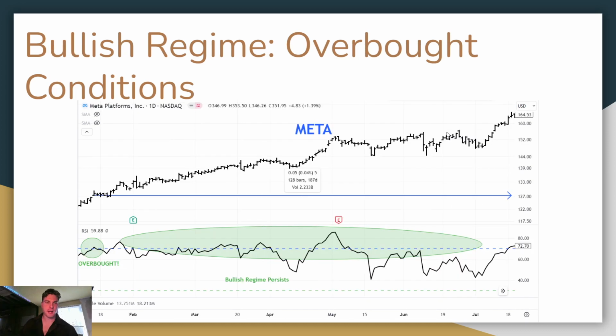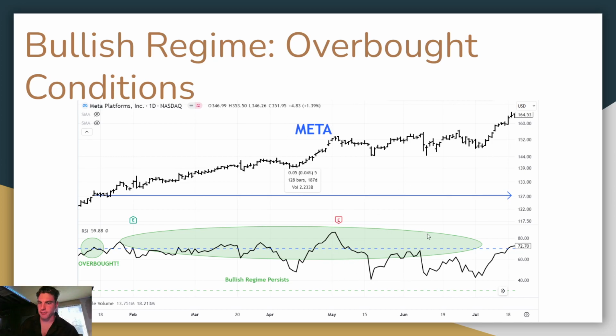And then finally we have Meta. This is from 2016, I believe, when it was still called Facebook. We get our first overbought here in late January, and then this one just keeps ripping. We never even really see a down move at all. We get a little bit down here.